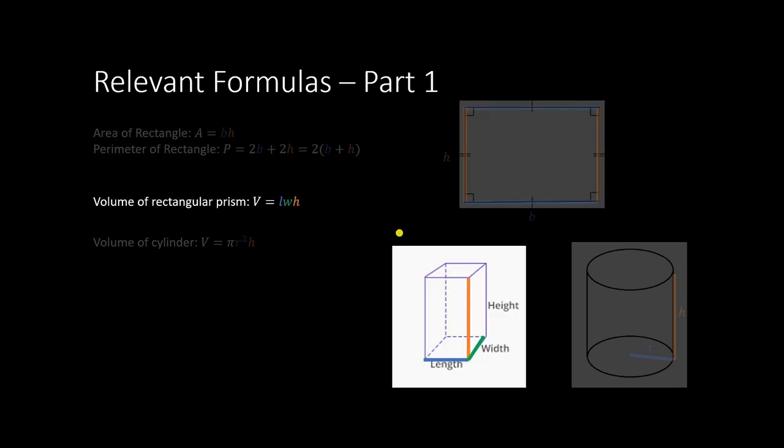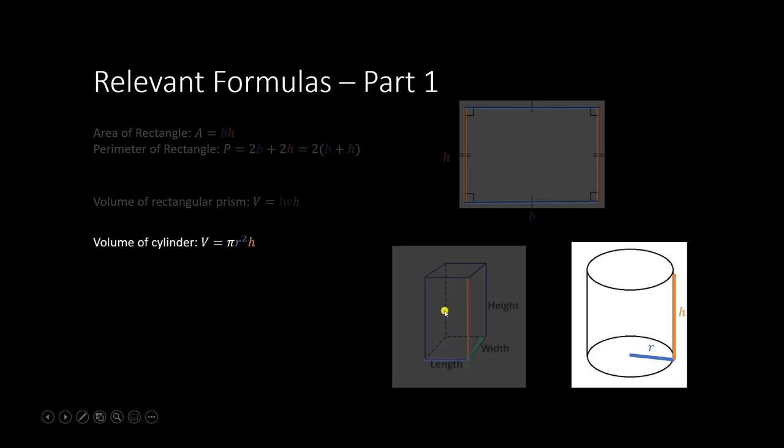Now, let's talk about rectangular prisms. To find the volume of a rectangular prism, you multiply the length, the width, and the height. You can think of volume as the amount of water you could put into the rectangular prism.